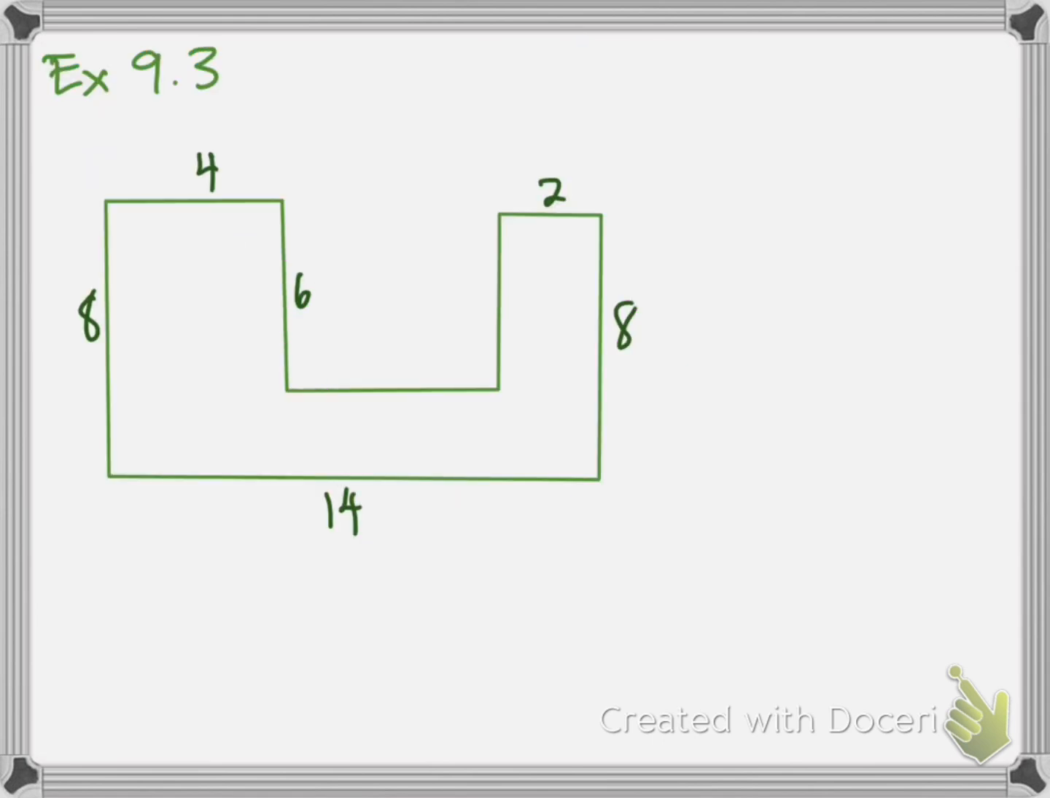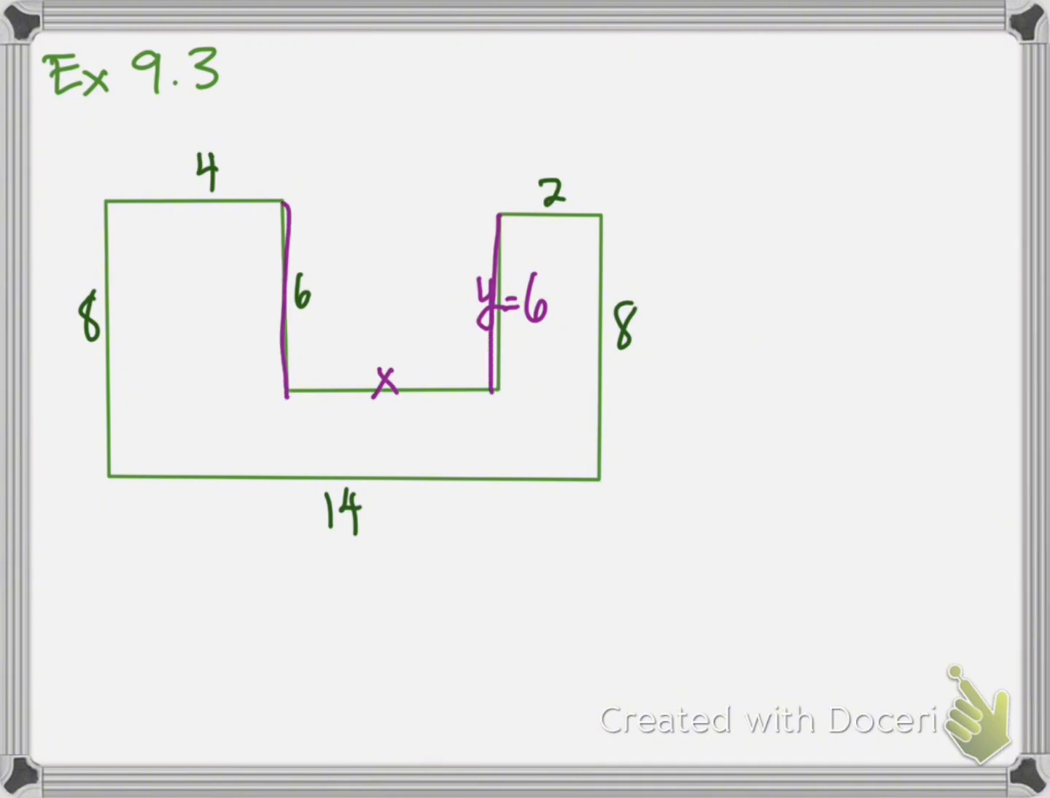In example 9.3, they give us this shape. Now this is not an L shape. This is more like a U shape. And in this shape, we are missing some sides. We don't know this measurement and we don't know this measurement. So that's the first thing we have to see. We have to see what we're missing so that we can make sure we add them and not forget them. So we have that 6 because this is the same as this.